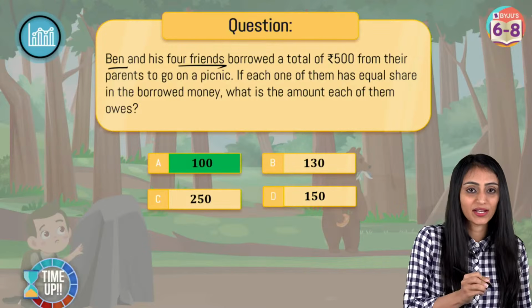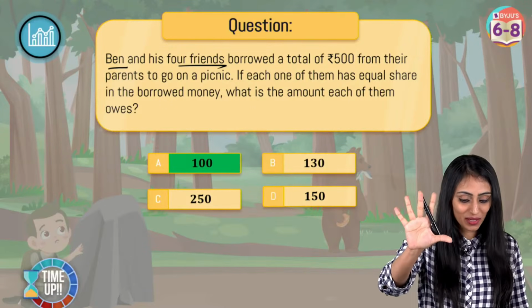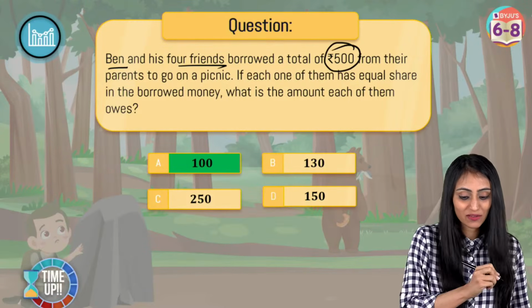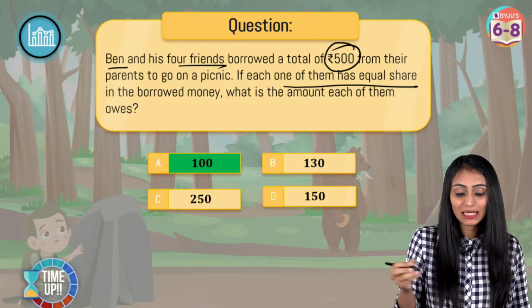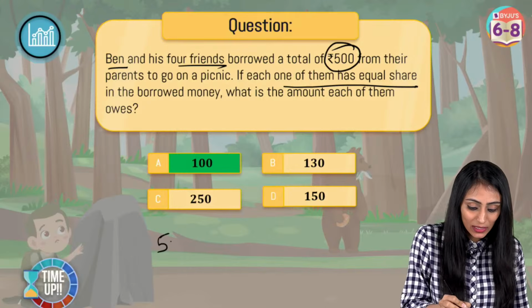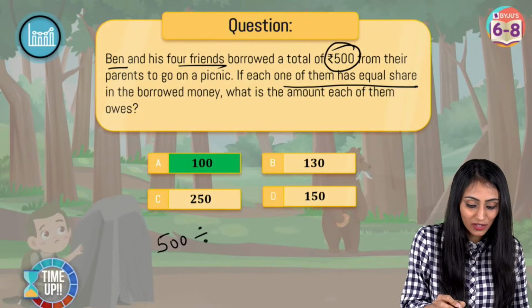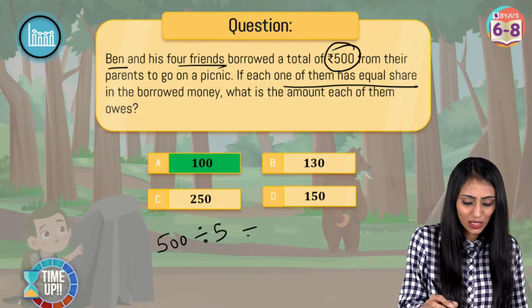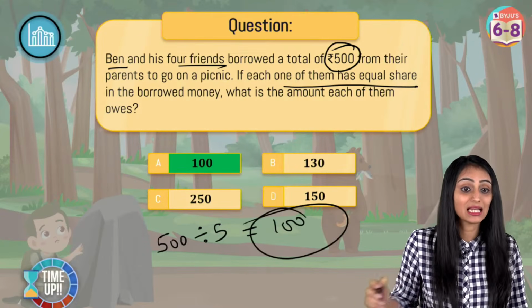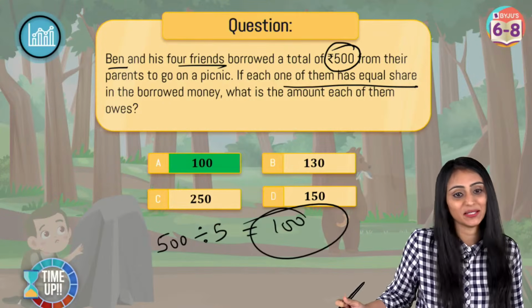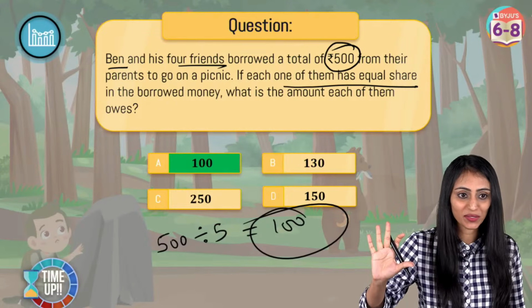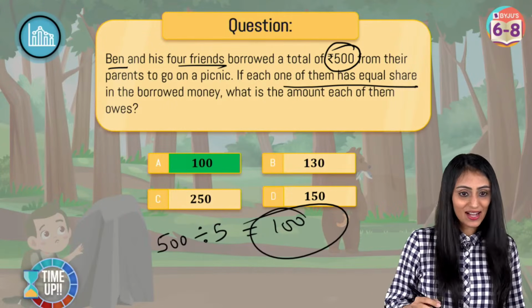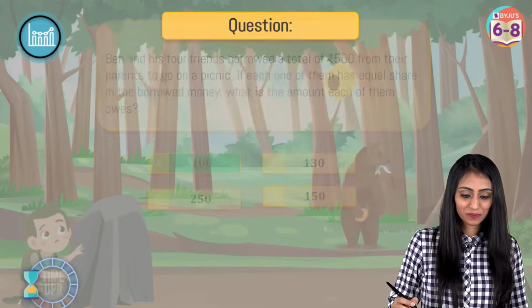Ben and his four friends. So total 5 people, including Ben, right? They have a total money of 500. Now they are going on a picnic and it has to be divided equally amongst them. When we are dividing equally, so obviously we'll be dividing 500 by 5. That's simple. Both are positive. You will get a positive result. Answer would be 100. Option A. I hope whomsoever gave a different answer, you have understood where you went wrong. Yes? Alright, let's try out another question.